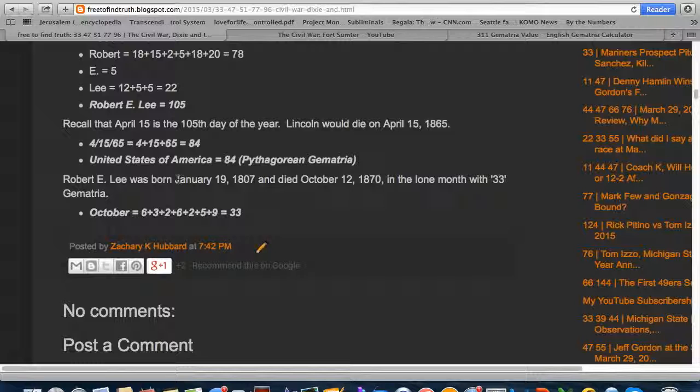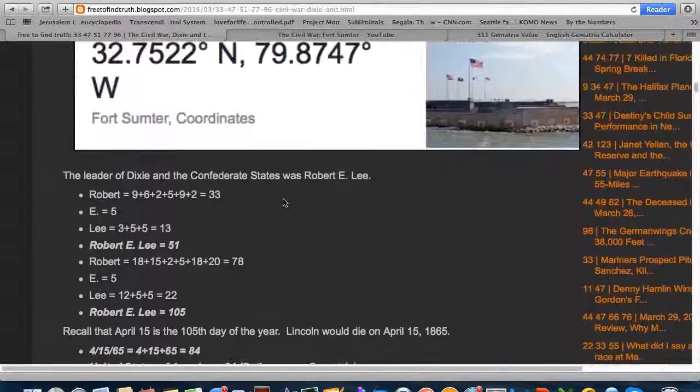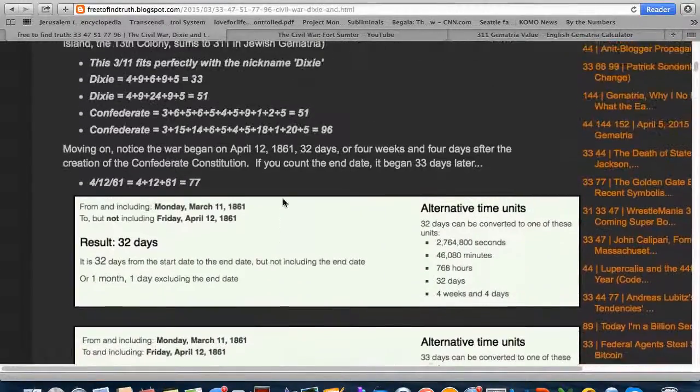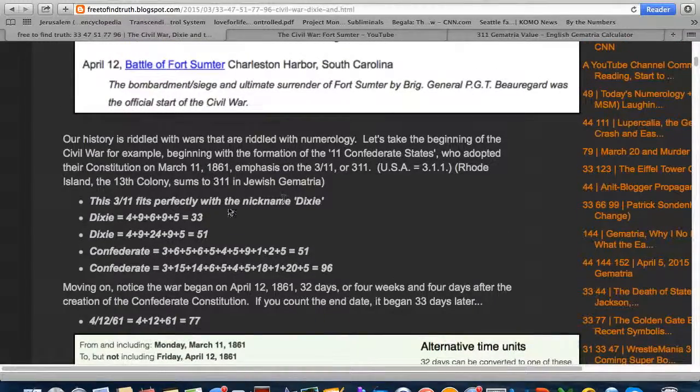And look at his life number. 1 plus 19 is 20, plus 7 more is 27. He was likely murdered at the end of his life. He died in the only month with 33 gematria, October, at the age of 33. On a date with 92 numerology, which means 9 plus 2 equals 11. Like the 11 states he once oversaw, the Confederate States of Dixie.